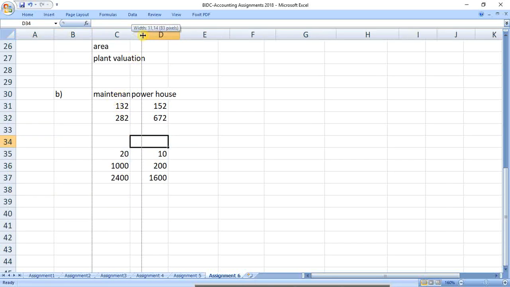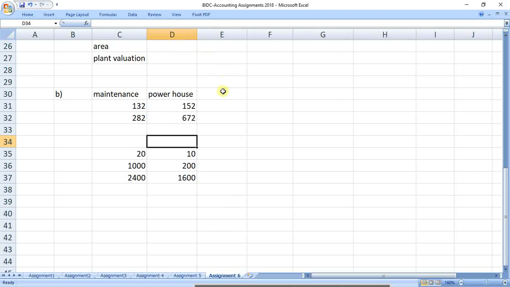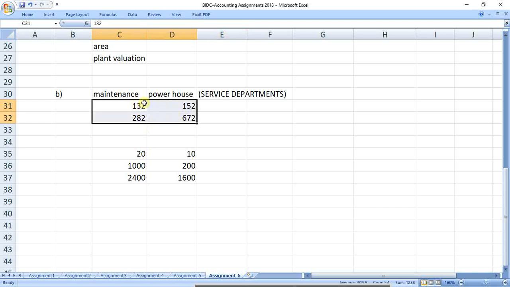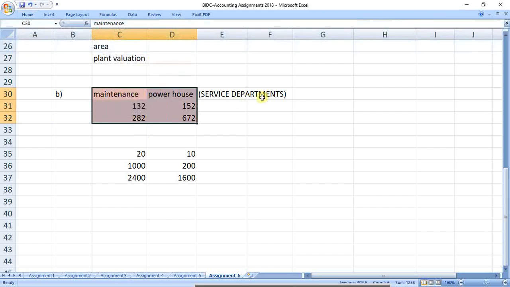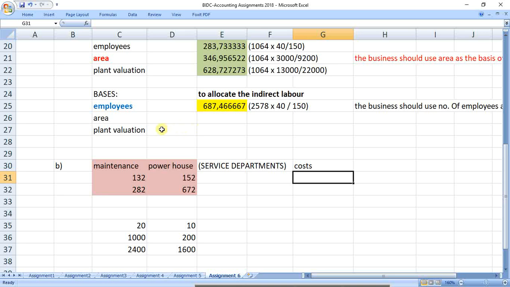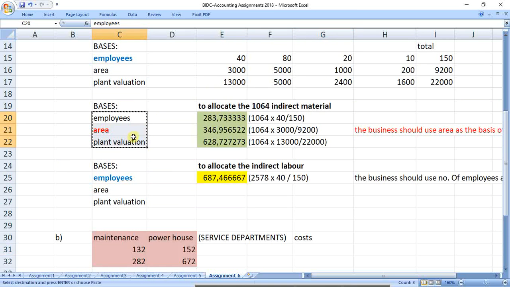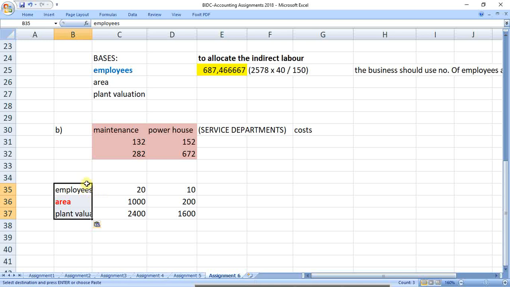Okay, in terms of the maintenance and the powerhouse, those are the service departments. You've got maintenance and you've got powerhouse. Those 2, those are the costs. See, that's the cost. So what is this representing? Costs. Right, you've got these bases of apportionment, maintenance and powerhouse. So you've got number of employees, it's exactly the same. Employees, area, valuation. Okay, there.